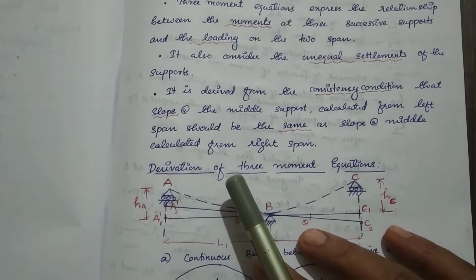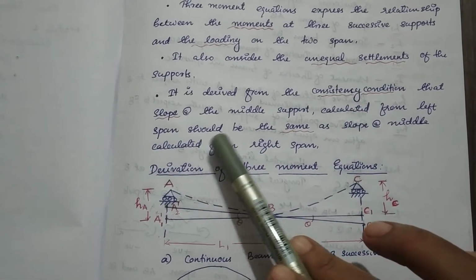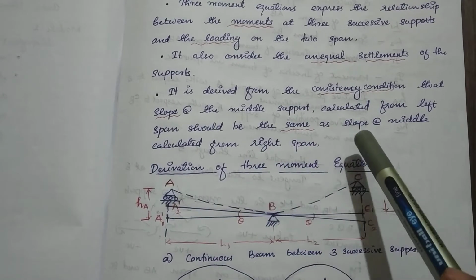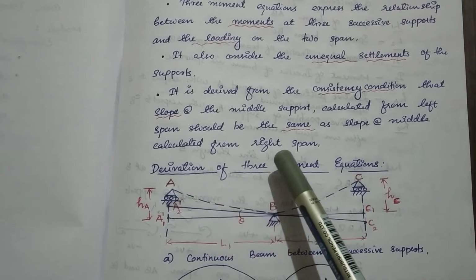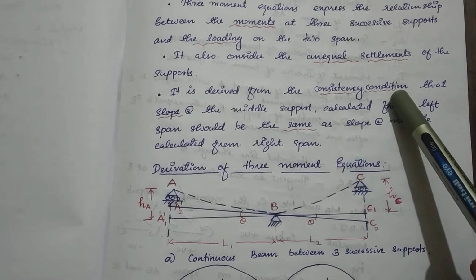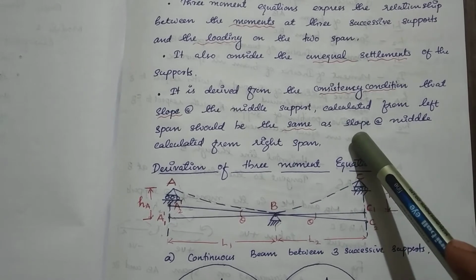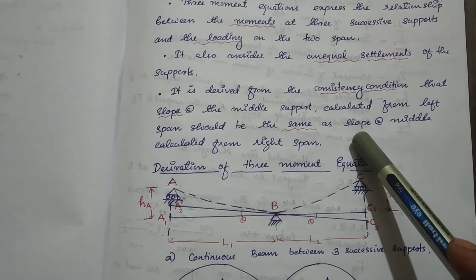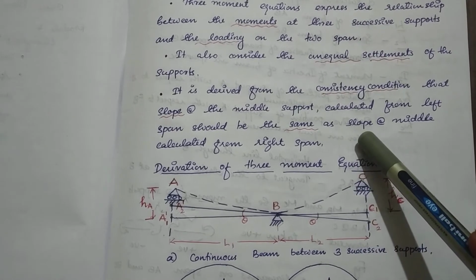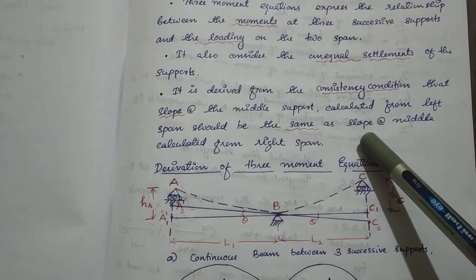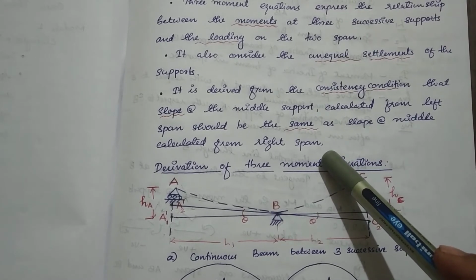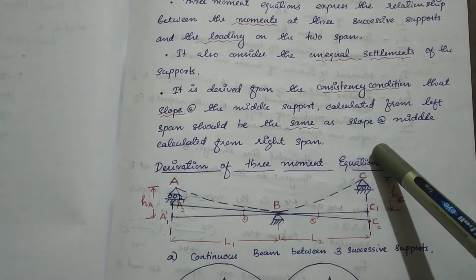It is derived from the consistency condition, that the slope at the middle support calculated from the left span should be the same as the slope at the middle support calculated from the right span. That means you have only three equilibrium equations, but you have to find more than three unknowns. It is very difficult to find them, so using those three equations you can only calculate three unknowns.